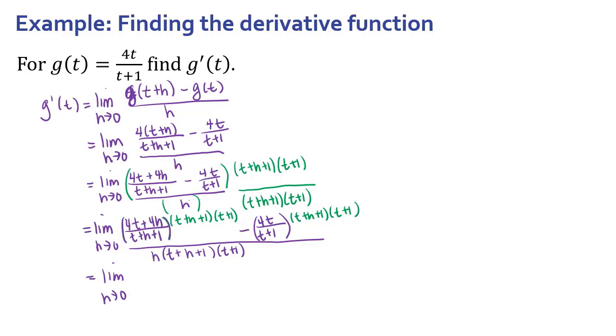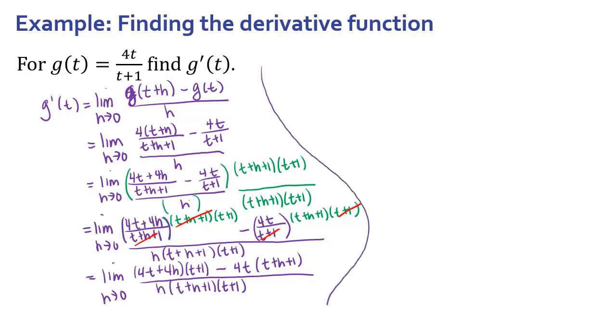It looks like those are going to cancel there. So I'm left with 4t plus 4h times t plus 1, minus, these are going to cancel here, 4t times t plus h plus 1. And I'm going to leave the denominator as it is, h times t plus h plus 1 times t plus 1. Okay. Take another deep breath, and let's go and FOIL some stuff out.